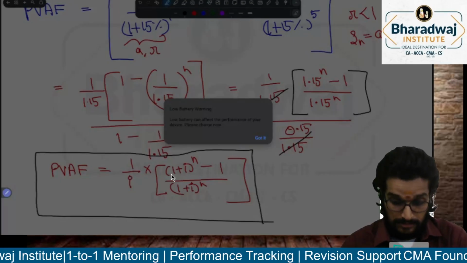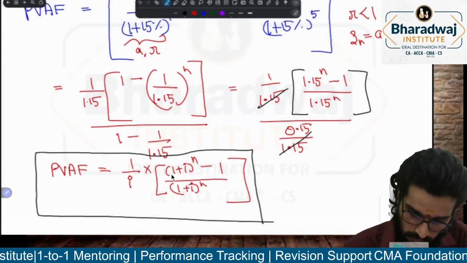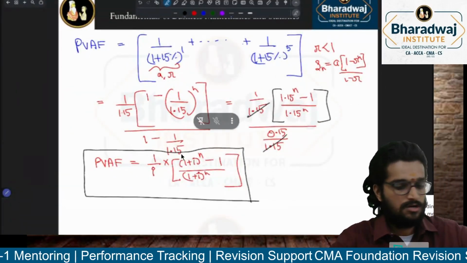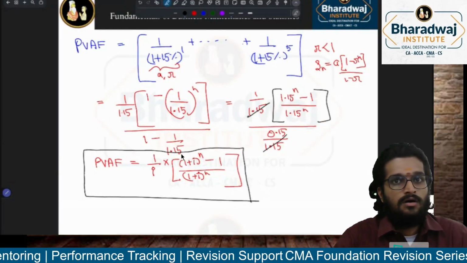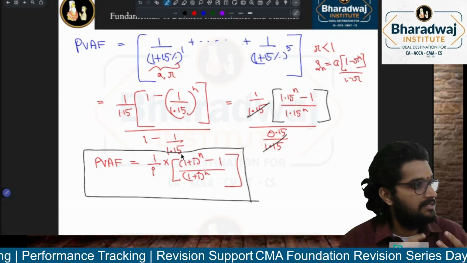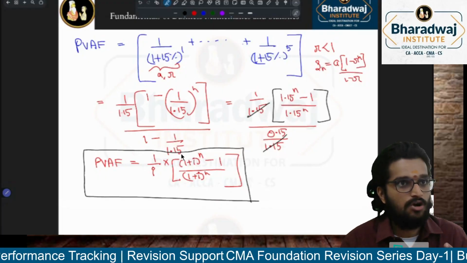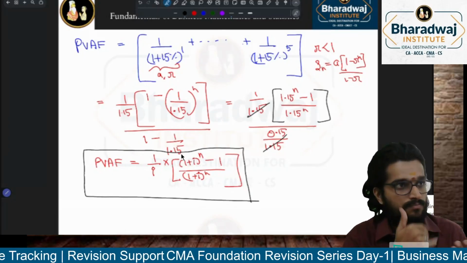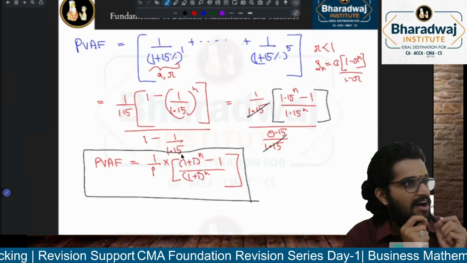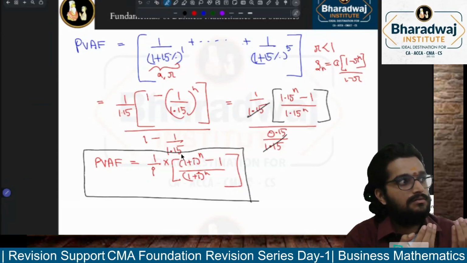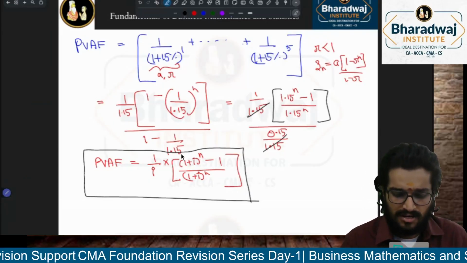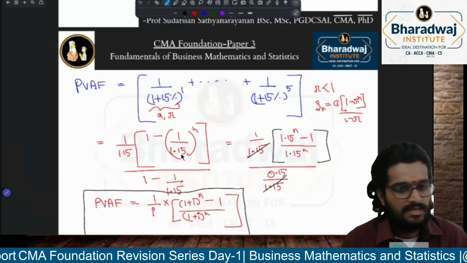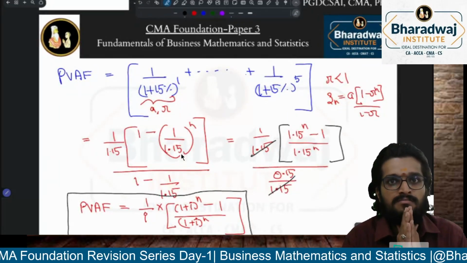That's it. With this, the concept of annuity present value, that is time value of money, annuity is also over. A few problems I will share in the group before tonight. Just have a look at the problems. Those problems will be easy if you are clear with the concepts. Understanding the concept is the major thing here.